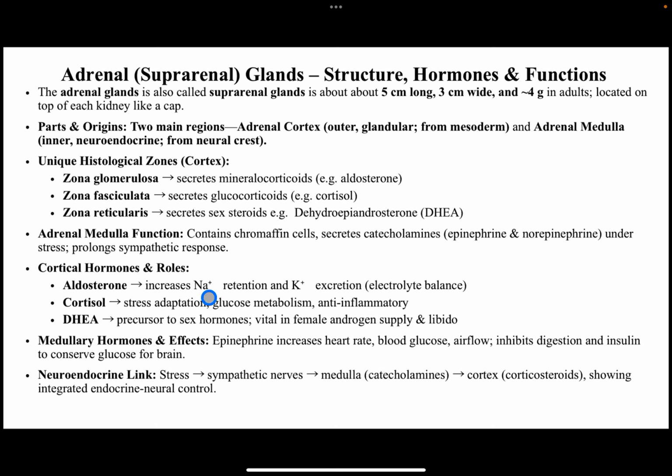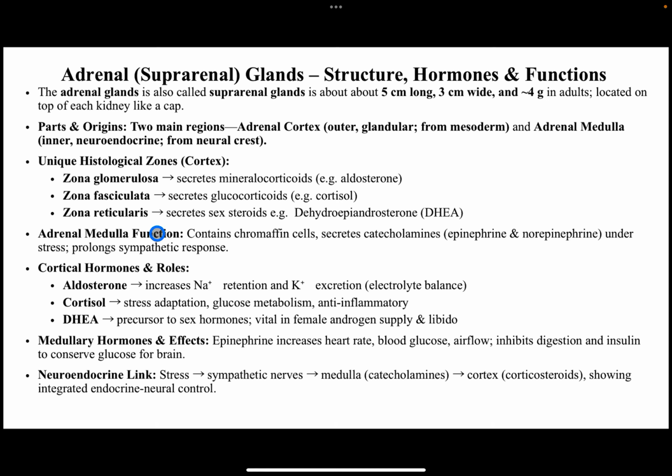Cortisol is also a stress hormone, for stress adaptation. It plays a role in glucose metabolism and is also anti-inflammatory. Dehydroepiandrosterone is a precursor to sex hormones. It's vital in female androgen supply and libido. Now the middle layer, we've not spoken about it. The middle layer, the adrenal medulla, contains chromaffin cells and they secrete the catecholamines. We have two catecholamines: epinephrine and norepinephrine.